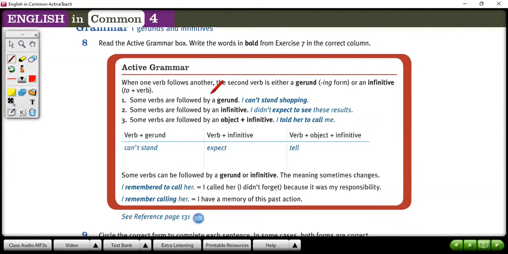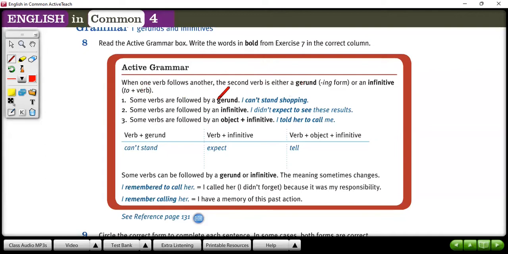For example, one of these verbs is the verb can stand. After can stand, the next verb must be in the ing. For example, I can stand shopping. Okay, it's wrong to say I can't stand to shop. No, okay, after can stand, the next verb must be in the ing.